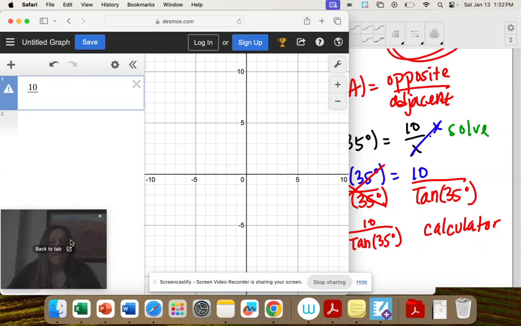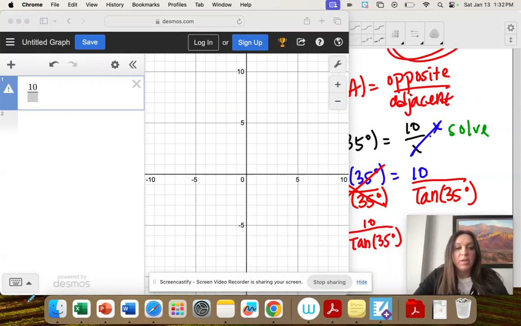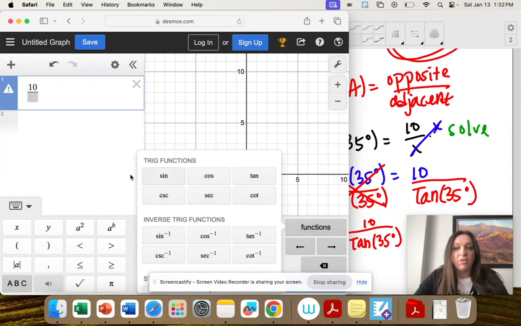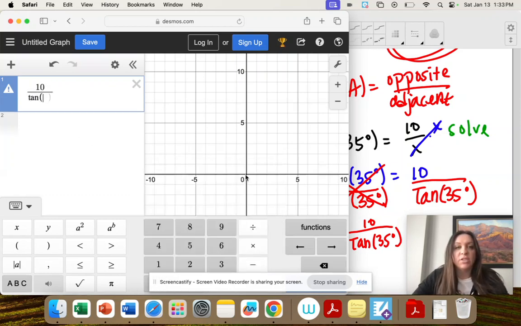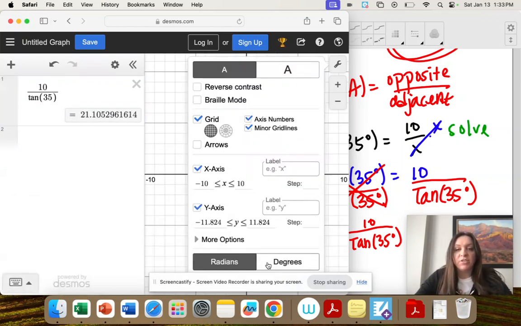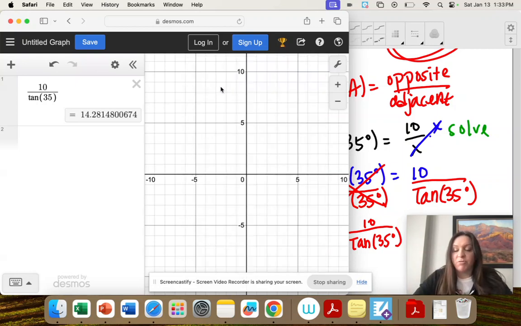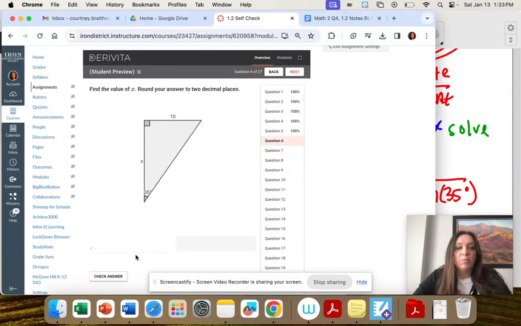So 10 divided by tangent of 35. In here, under functions, our 6 trig functions are the very first thing we see. We're not going to use these until next year. So sine, cosine, tangent. We're going to use tangent of 35. So if you were in radians, you're going to get a different answer. You need to make sure you're in degrees. And we're going to round to 2 decimal places. So 28 at the end. 14.28 is the value of x.